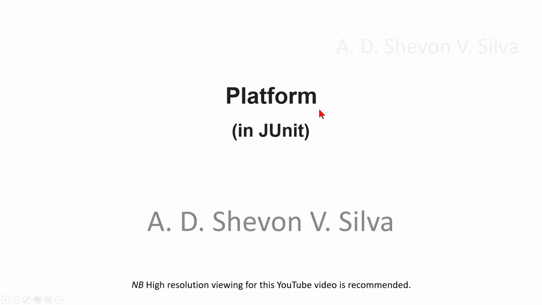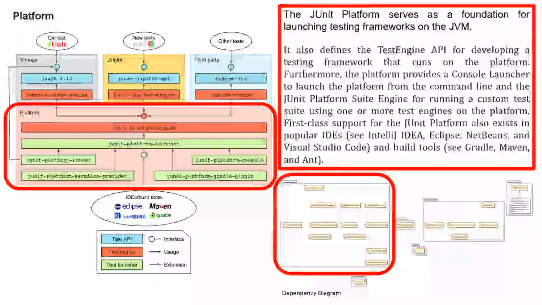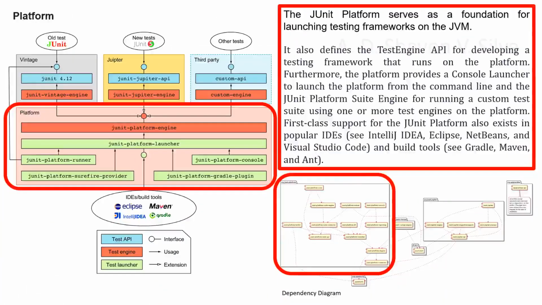Platform in JUnit. Now we are focusing on the platform. The JUnit platform serves as a foundation for launching testing frameworks on the JVM. It also defines the test engine API for developing testing frameworks that run on the platform.